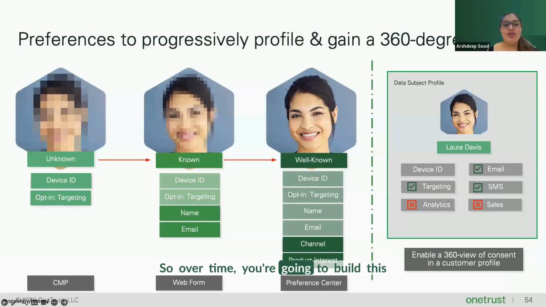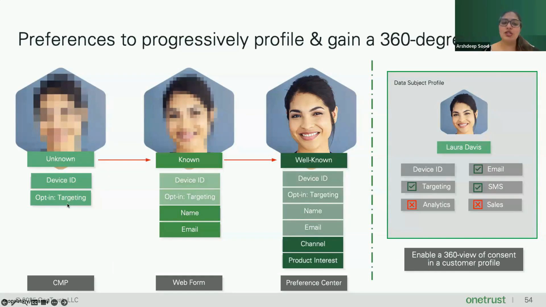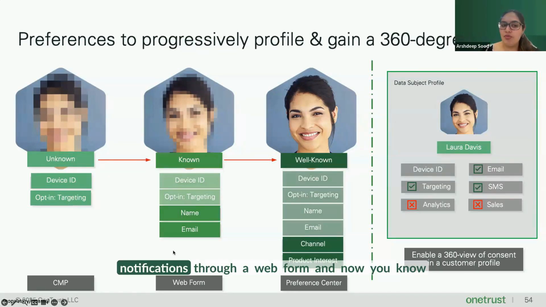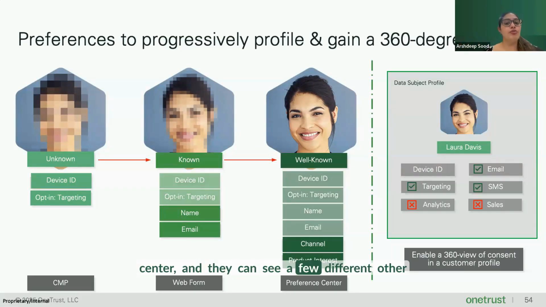So over time, you're going to build this progressive profile of the end user. Maybe they just showed up on the website. They gave you opt-in for targeting, and you just kind of know, okay, this is a person who cares about personalization. Well, then they subscribe to email notifications through a web form, and now you know them, but it's limited to email subscriptions. And then maybe you send them a preference center and they can see a few different other consent options that you have to offer.